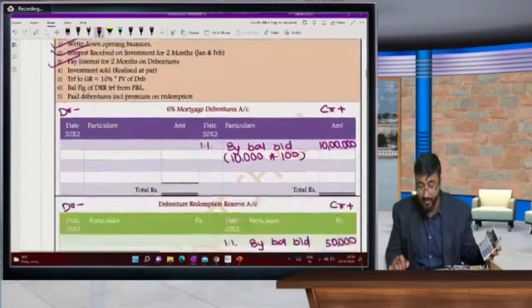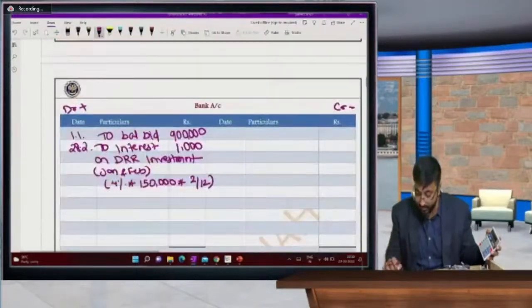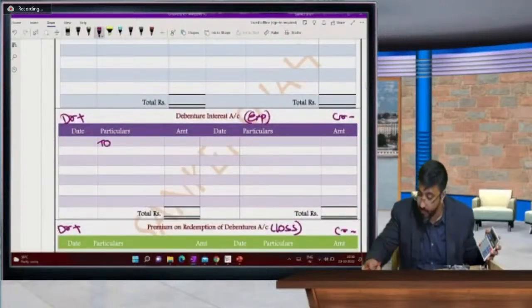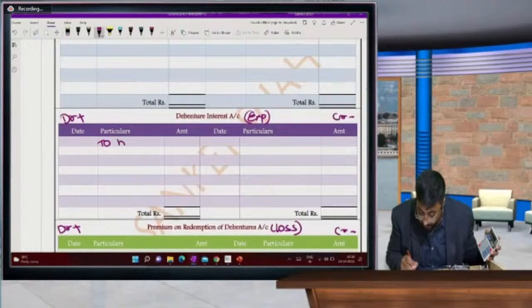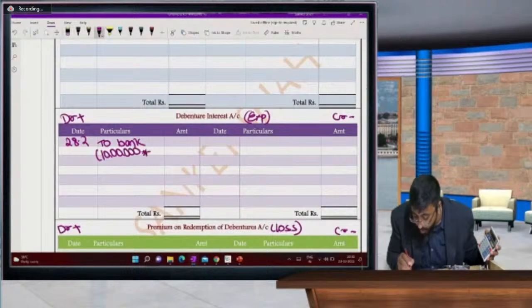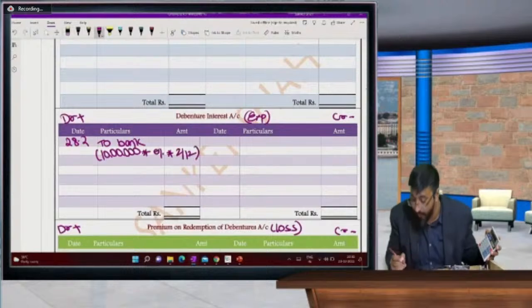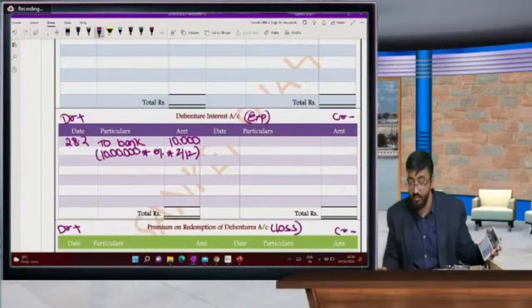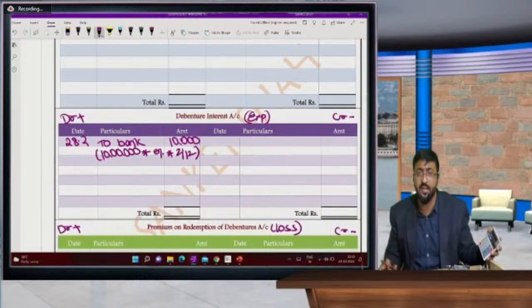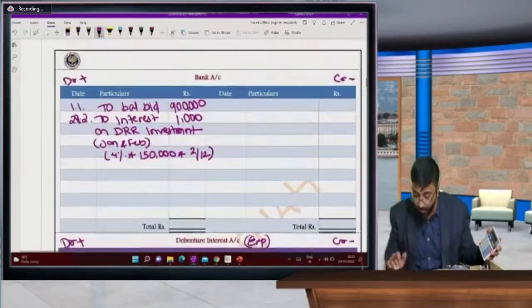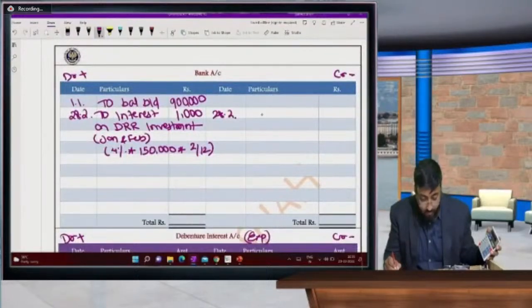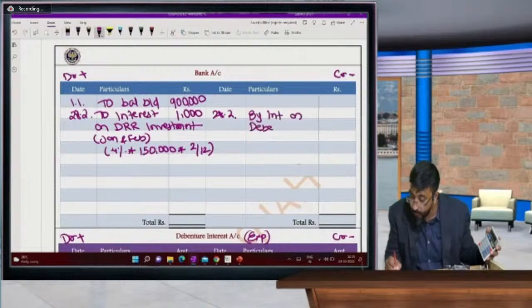Now pay interest at 6%. So interest account debit to bank, 20th Feb, always on face value. 10 lakhs into 6% into 2 by 12. So what is the interest amount, beta? 10,000. So 10,000 is the interest amount. So debenture interest, you can take a screenshot afterwards. Just understand the concept. So 10,000, and from bank, by interest on debentures 10,000.